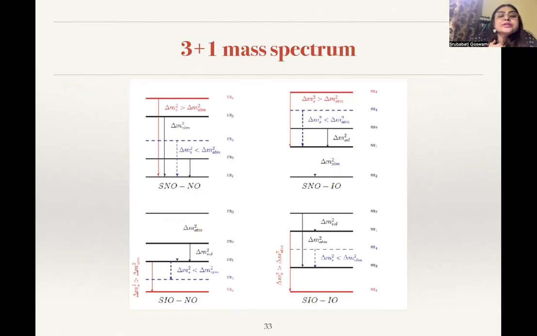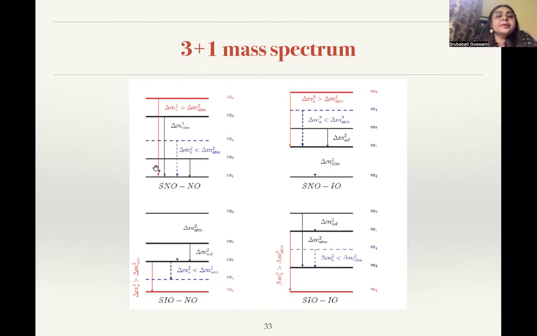Now, I talked about the 3+1 case, and when I talked about it, I showed just one sterile neutrino above the three neutrinos at an eV² scale. However, if we have an eV² neutrino, there can be other options too, where the eV² state is not above. Here I have assumed normal hierarchy plus a sterile neutrino, and this is inverted hierarchy plus a sterile neutrino.